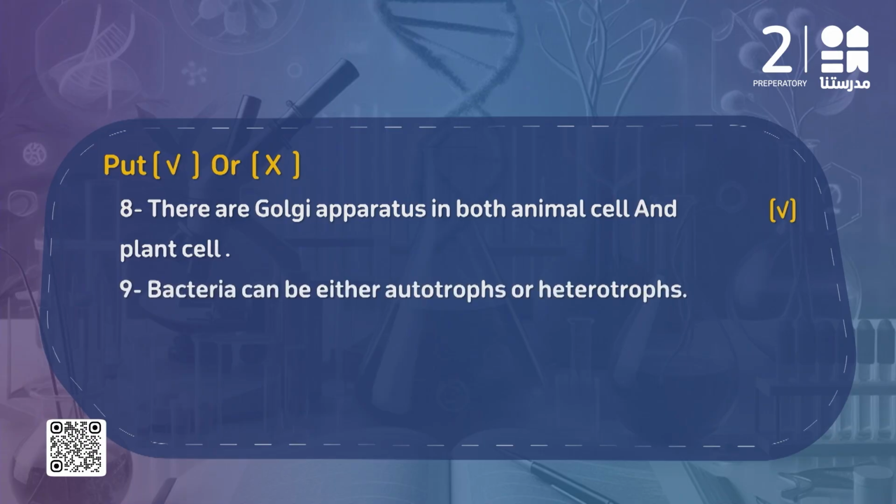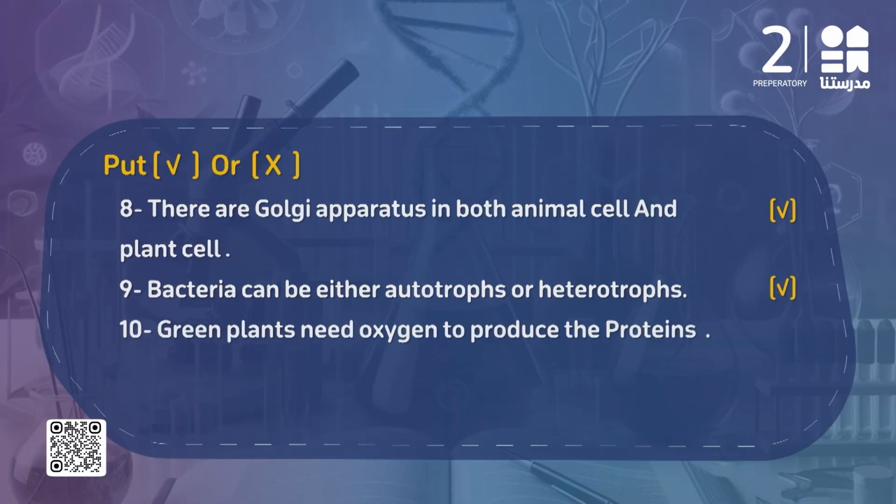Question number 9 tells you bacteria can be either autotrophs or heterotrophs. صح طبعا على حسب هي بتعمل الأكل بتاعها ازاي. Question number 10, green plants need oxygen to produce the proteins. زي ما افتكرنا إنه البروتينز it's a kind of food made up by the existence of nitrogen gas.